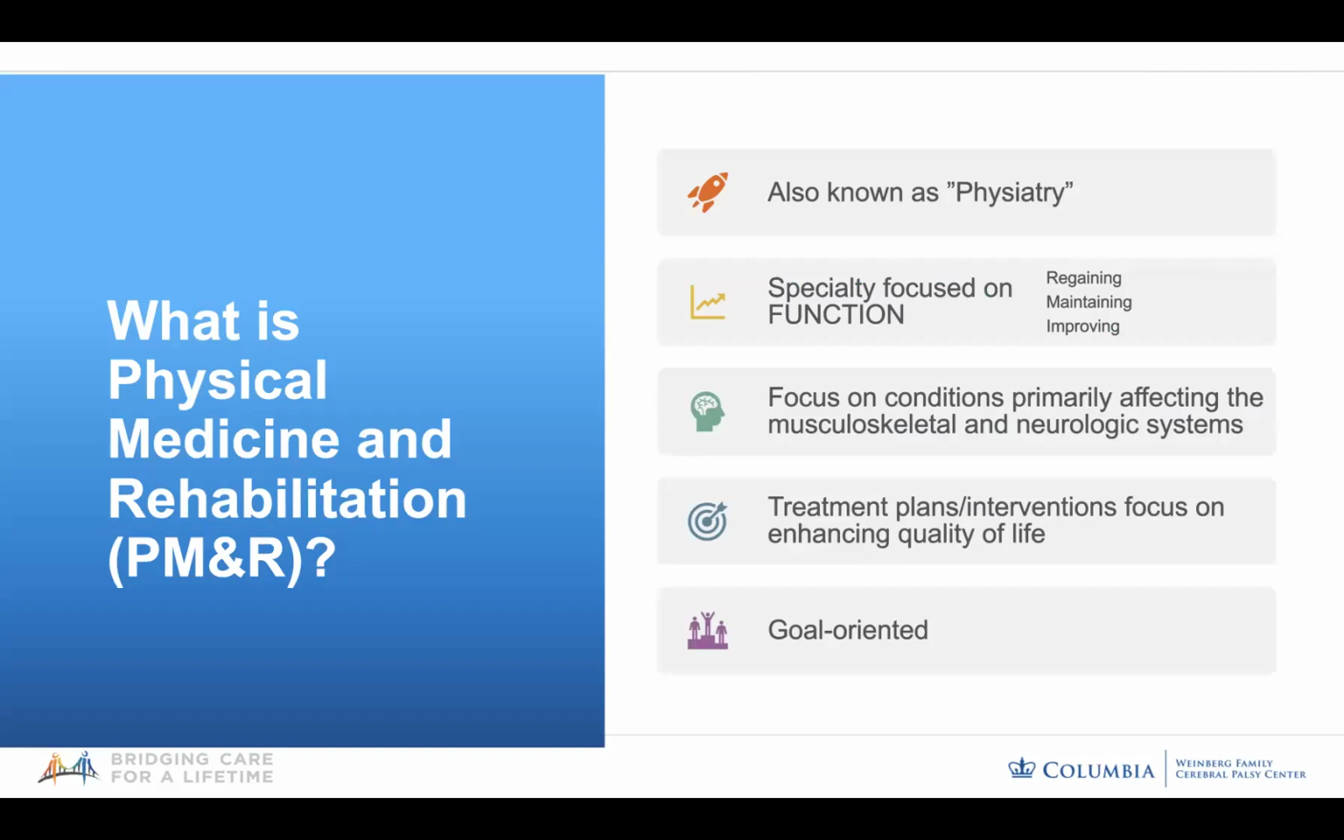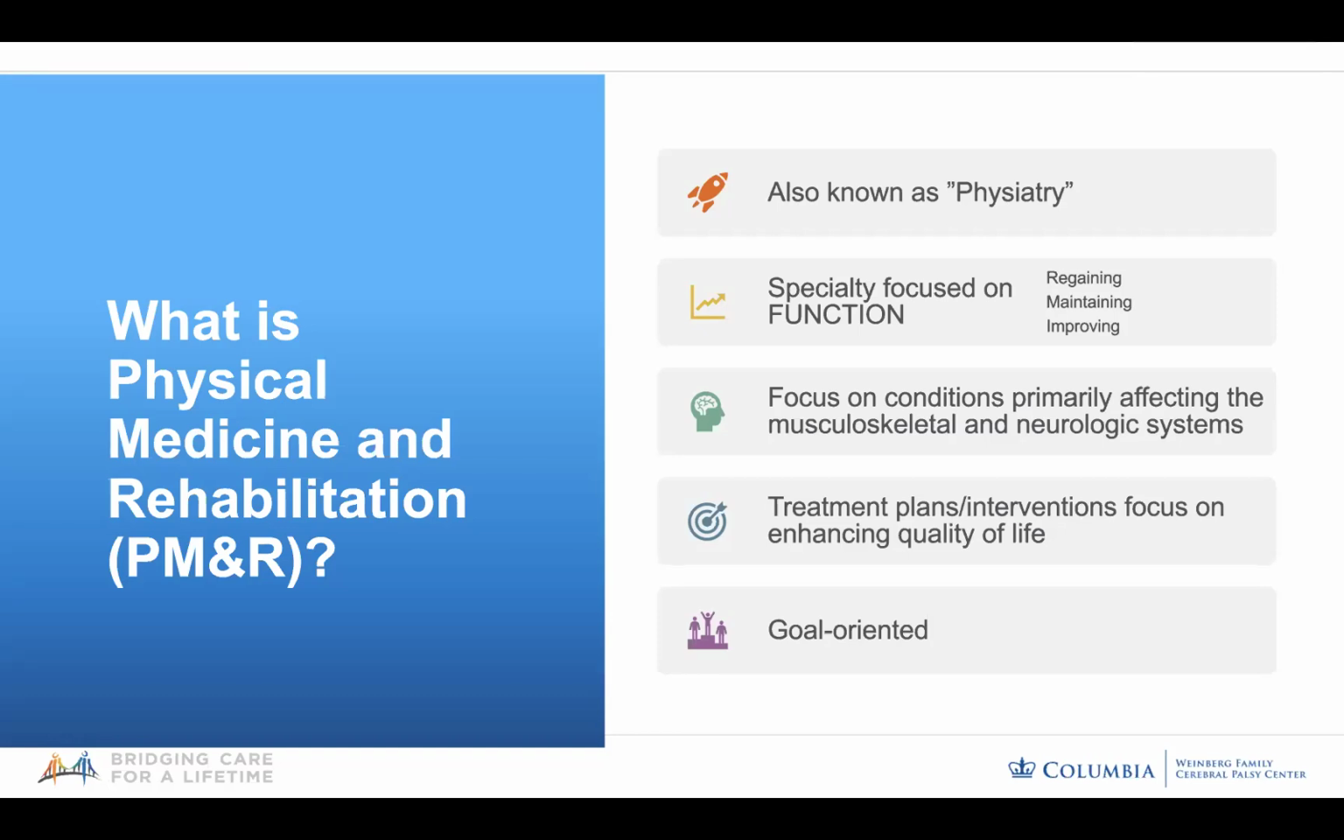So I just thought I'd give a quick overview to start about what is physical medicine and rehabilitation, shortened to PM&R. It's a little bit of a mouthful. As Dr. Hyman said, it's also known as physiatry. We're a medical specialty that's focused on function. So whether that be regaining function, maintaining function, or improving function, that's kind of our focus whenever we see patients. We do focus on conditions that primarily affect the musculoskeletal and neurologic systems, and a majority of our patients are people with cerebral palsy. Pediatric rehabilitation is a subspecialty of PM&R, and that's the department that I personally work in. And the care of people with CP often falls under this category because it is a pediatric onset condition.